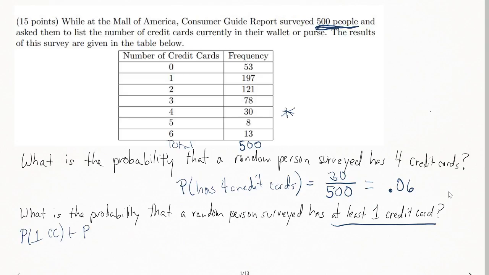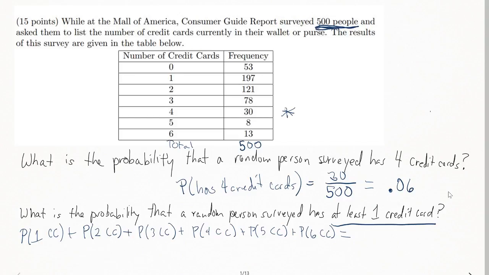But we also have to add the probability of 2 credit cards. And we also have to add the probability of 3 credit cards. And we also have to add the probability of 4 credit cards. And we have to keep on going up and up this list until we get to our magical number of 6 credit cards. That's the max that we have listed here. Okay? So what does that equal?